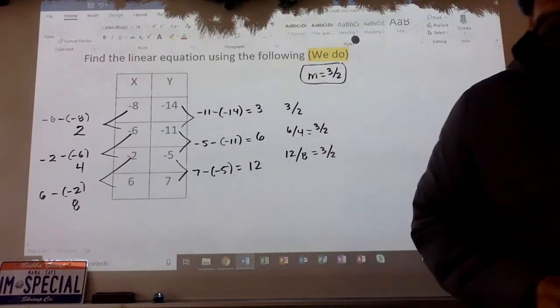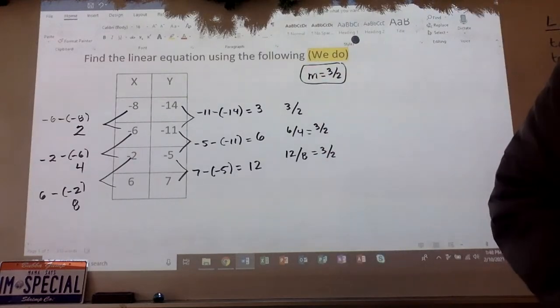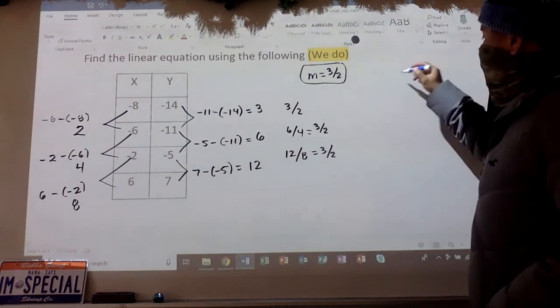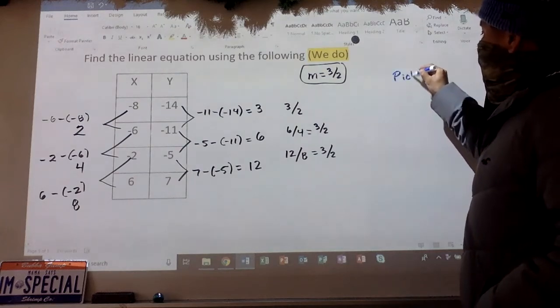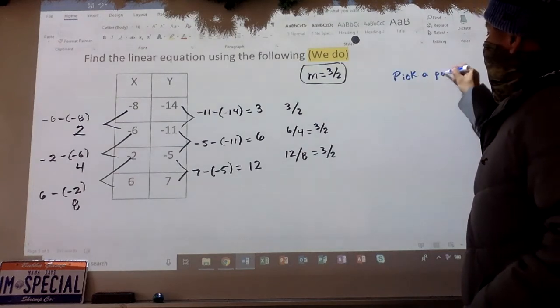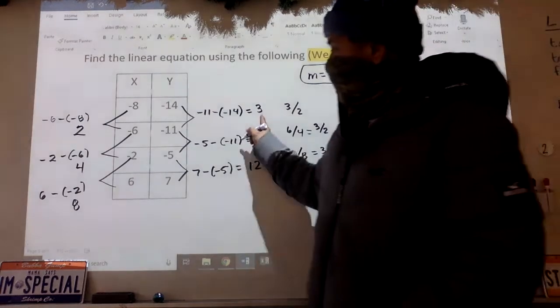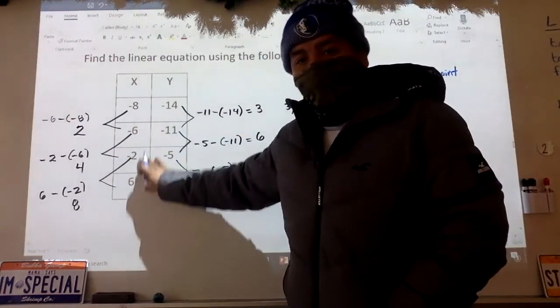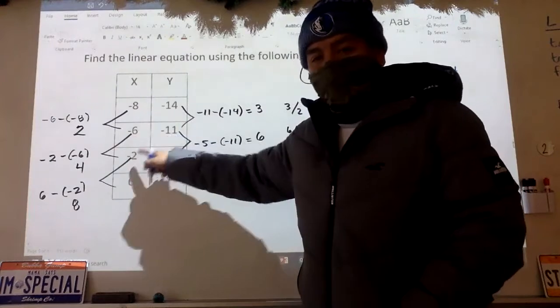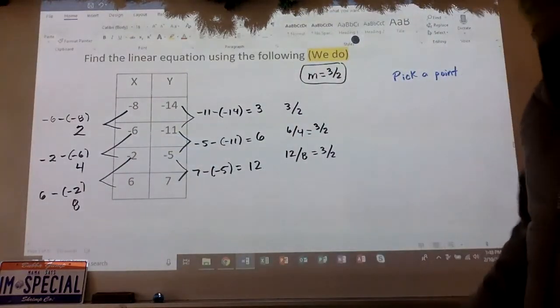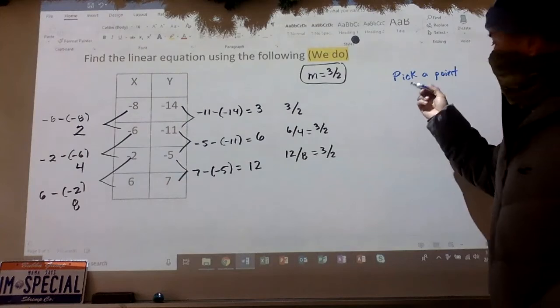I gotta look for b now. Look for b. And like I did on the other problem, pick a point. This time I have 4 points, and I'm not choosing D. I'm choosing the ones in the middle. This is 1 point, another point, another point. I'm gonna deal with the positives. Remember, I always use the easy ones. So I'm gonna use 6, 7.